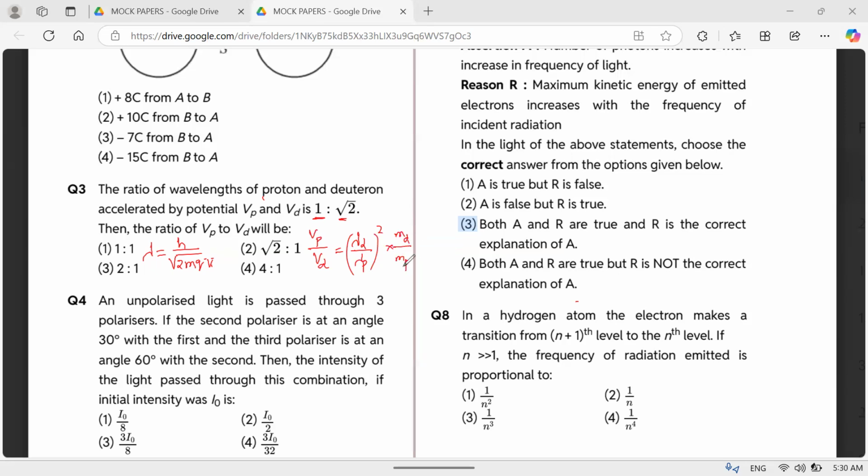Now everything is given, just substitute the values. This value will be equal to how much? Root 2 divided by 1 whole square multiplied by mass of neutron, which is 2m, and mass of the proton is m. This one and this one will get cancelled. Root 2 whole square is 2. 2 into 2 will be equal to 4. So it is 4 is to 1. Fourth option. Got it?